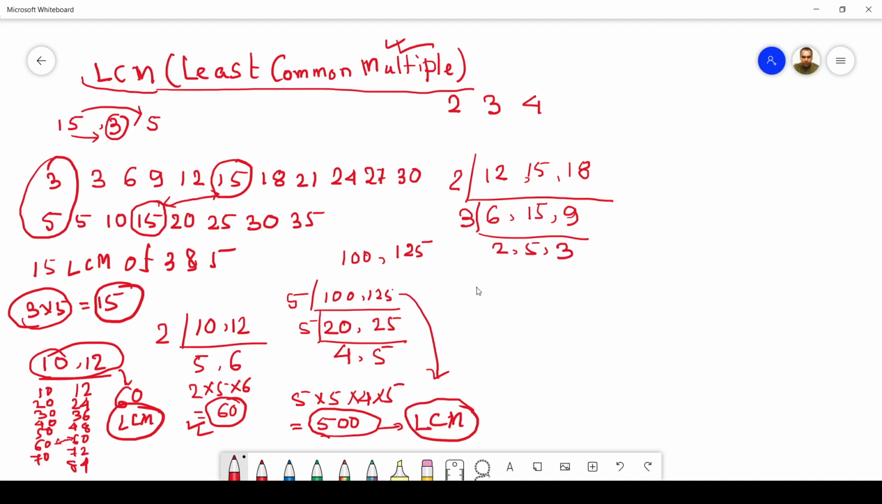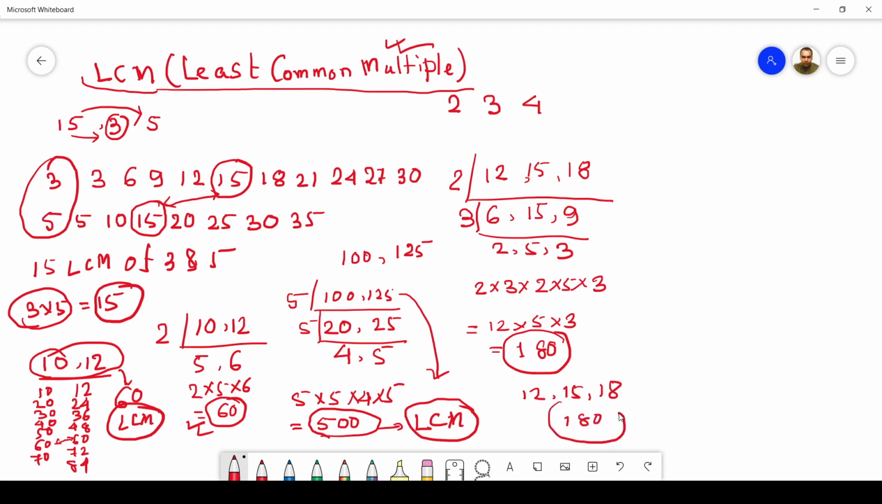So what will be the LCM? Multiply all the numbers: 2 multiplied by 3 multiplied by 2 multiplied by 5 multiplied by 3. 2 multiplied by 3 is 6. 6 multiplied by 2 is 12. 12 multiplied by 5 is 60. 60 multiplied by 3 is equal to 180. So 180 is the least common multiple of the given numbers 12, 15, and 18.